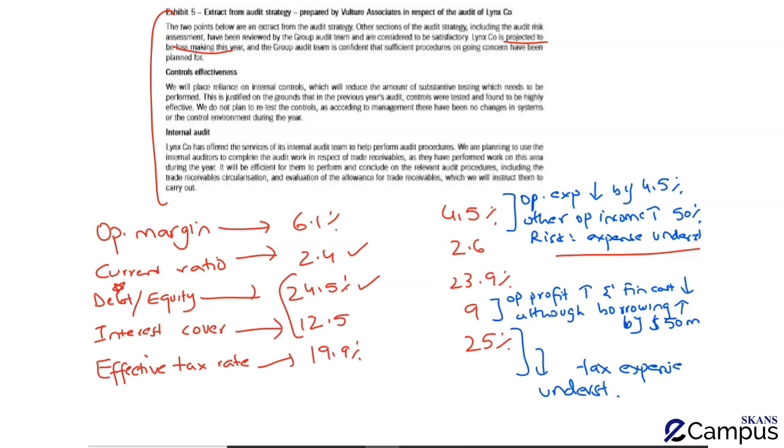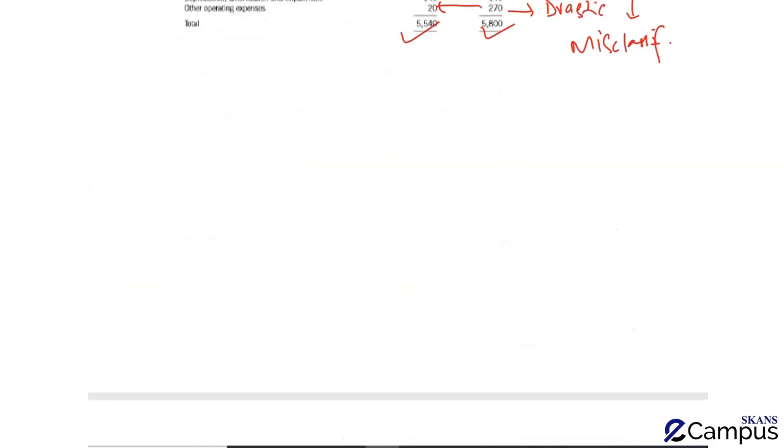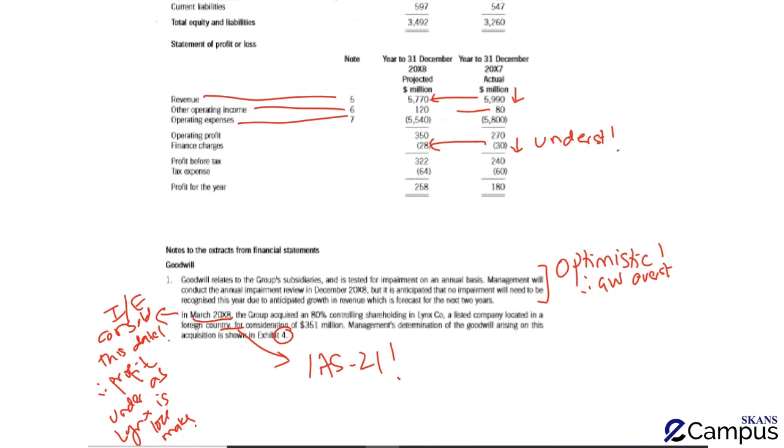An extra easy mark was the effective tax rate. So when I calculated the effective tax rate, it's gone down from 25% to 20%, and I'm worried tax expense could be understated. So if I quickly go back, when I say effective tax rate, this is the tax expense divided by the profit before tax multiplied by 100. So this was, I think, 25%. This is 20%, and therefore I'm concerned that tax expense is understated.